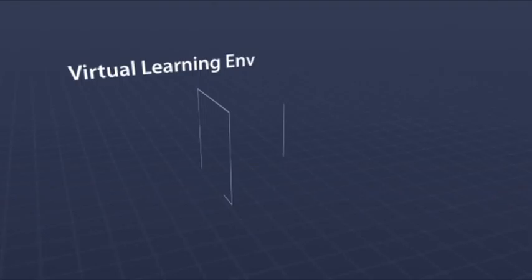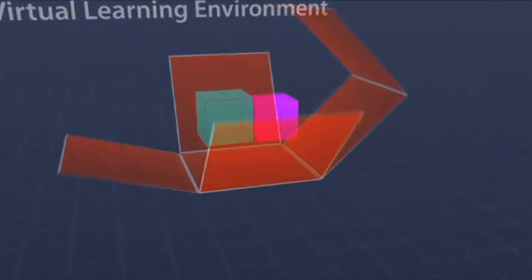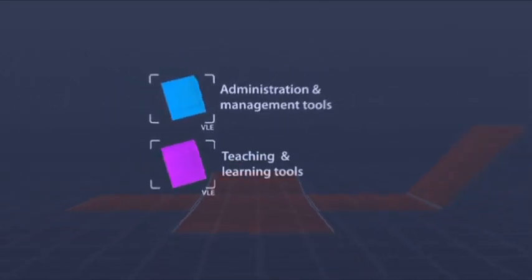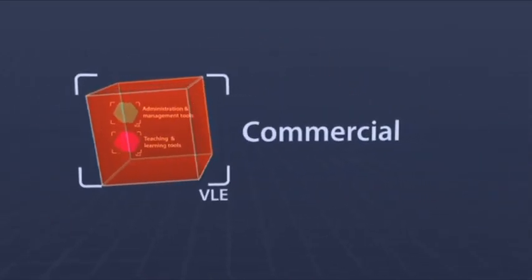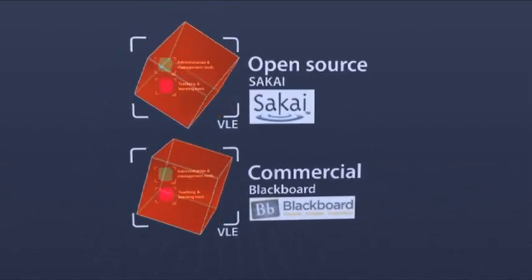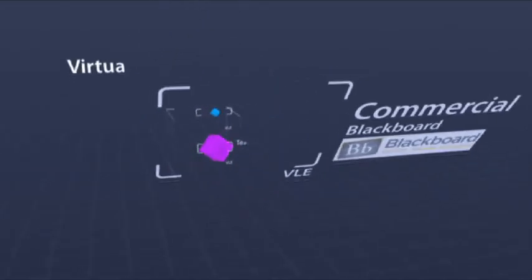VREs have their roots in virtual learning environments, or VLEs, which have become increasingly common across further and higher education institutions. Most universities and colleges use either commercial VLEs such as Blackboard or open source frameworks such as Sakai to coordinate and assist with administration and teaching and learning.